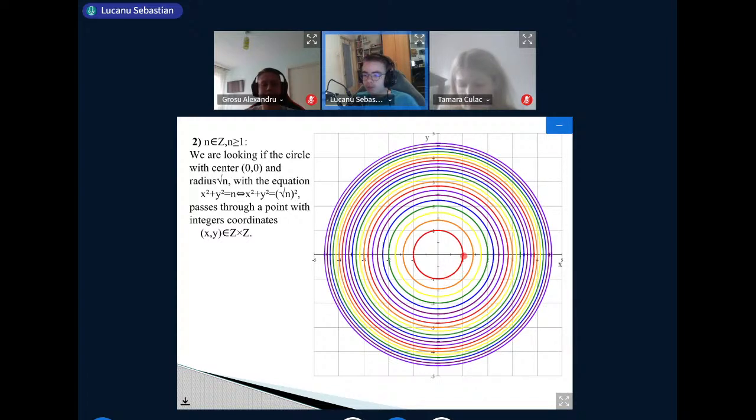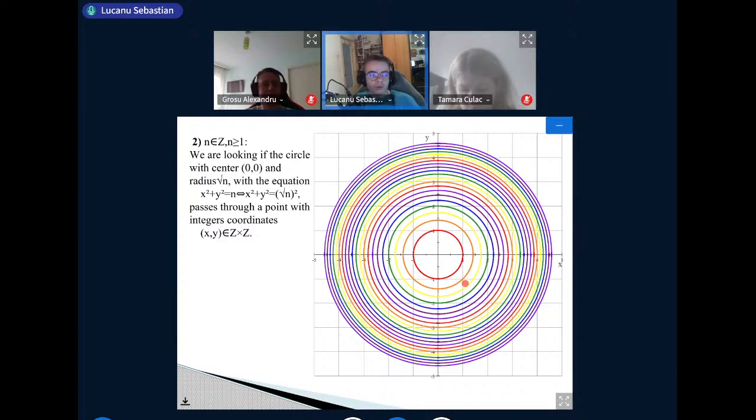The red circle, which is represented by the value 1, can be written as 1 squared plus 0 squared, also as 0 squared plus 1 squared, as minus 1 squared plus 0 squared, and as 0 squared plus minus 1 squared. The orange circle, which represents the value 2, can be written as 1 squared plus 1 squared, as minus 1 squared plus 1 squared, as minus 1 squared plus minus 1 squared, and as 1 squared plus minus 1 squared.